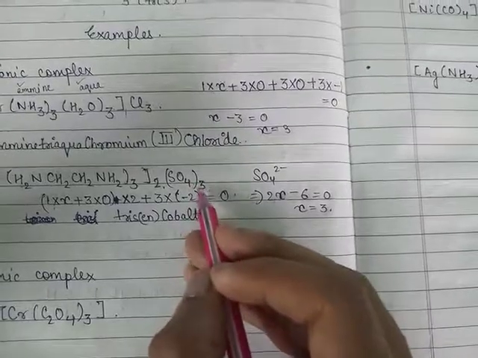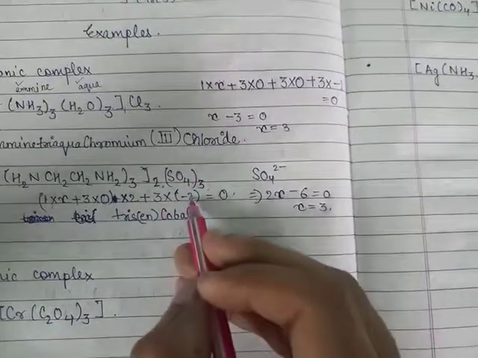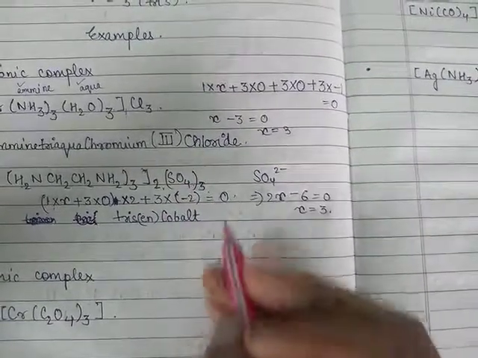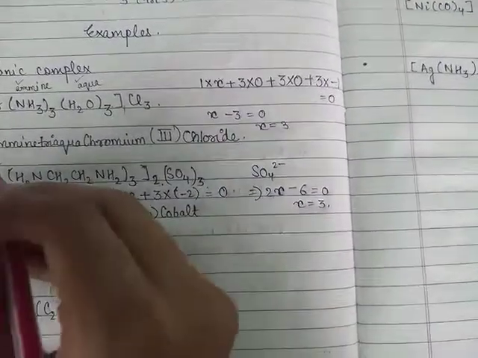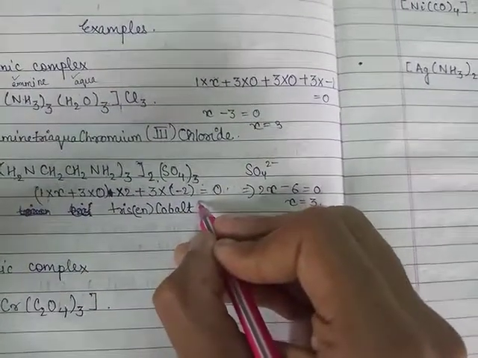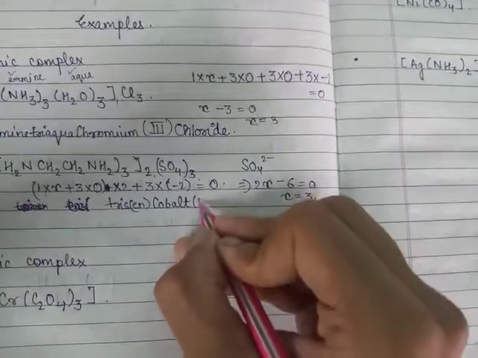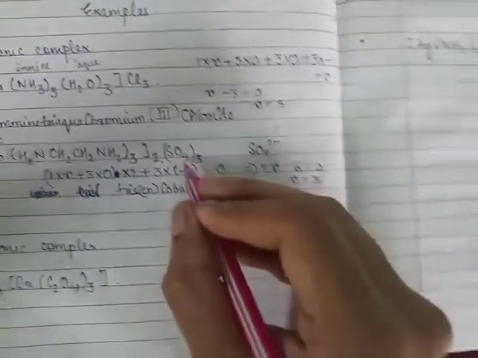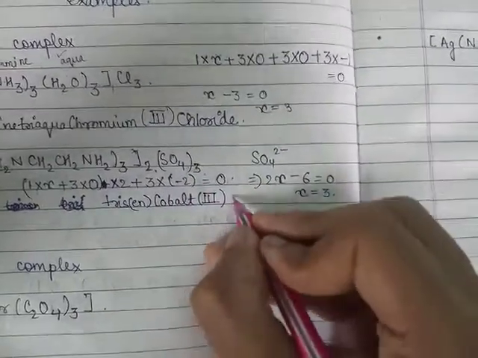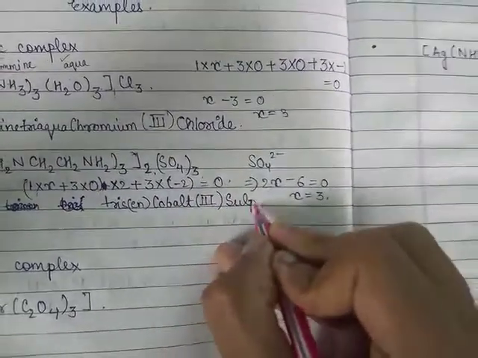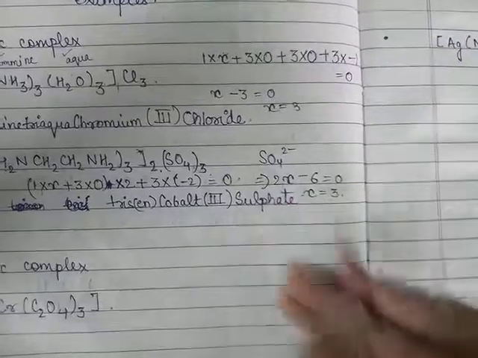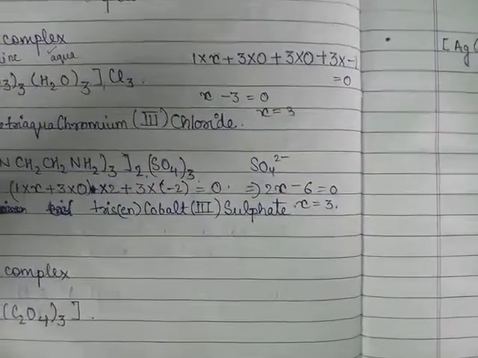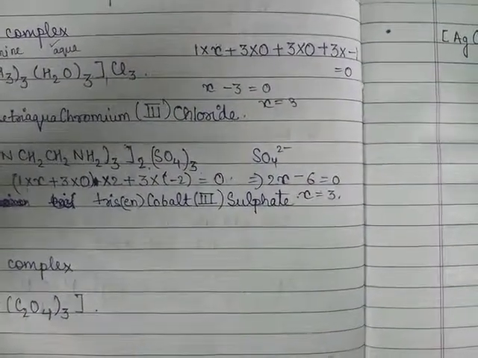Then 3 into the charge on SO4, because the number of SO4 is 3 and the charge on SO4 is 2 minus. This whole thing equated to 0 will give x as 3. x is the oxidation number. After the central metal name, we'll include the oxidation number. So cobalt 3. Then what is the SO4 named as? Sulfate. So cobalt 3 sulfate. Simple. This is how the naming is done. Okay, nothing very hard or anything like that.